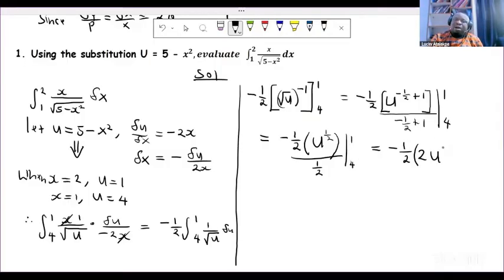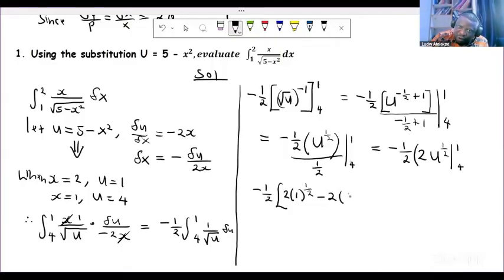Then to the power of half. Then our limit still stands. So by the time we now put in our values of our limits into it, this becomes 2 times the upper limit, which is 1 to the power of half, minus 2, then u again here is 4 to the power of half. Yes, so this becomes minus half.